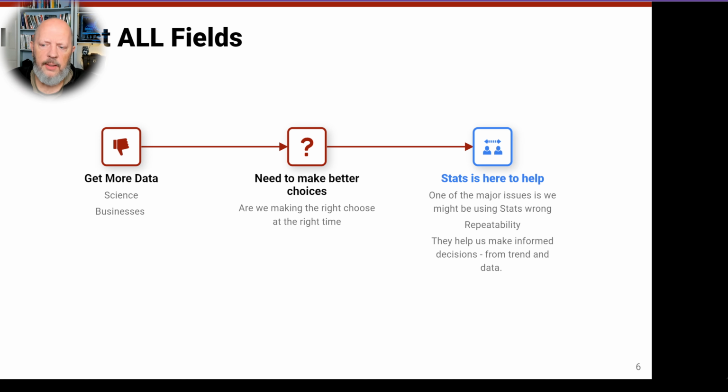If we can understand the data, then we can get the good information to the right people at the right time. That's a really big thing in medicine, getting the right information to the right provider at the right time. That's where a lot of statistics comes in. You don't want to get wrong information at the right time. You don't want to get the right information at the wrong time. Stats is here to help. It helps us with repeatability and validity.